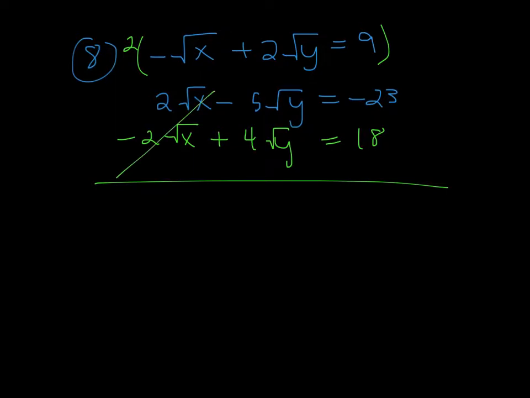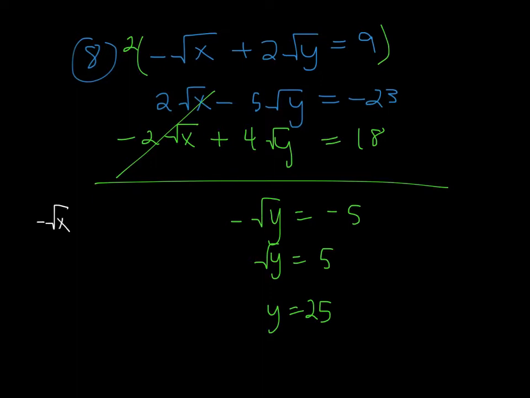This term cancels. I have negative root y equals -5, which means root y equals +5. Square both sides, so y equals 25. And then I'm going to plug that into one of the original equations and solve. So I have negative root x plus 2 root 25 equals 9. Negative root x, square root of 25 is 5 times 2 is 10, so this equals 10.